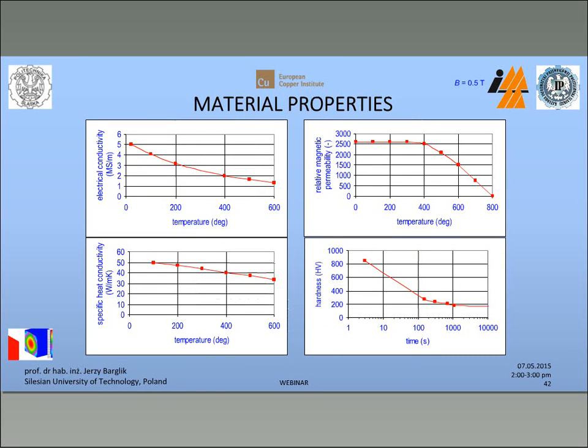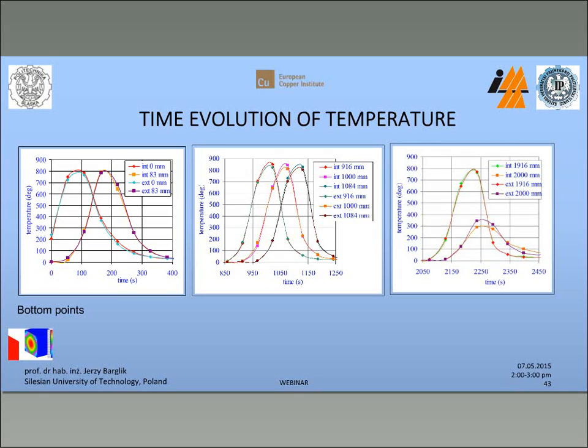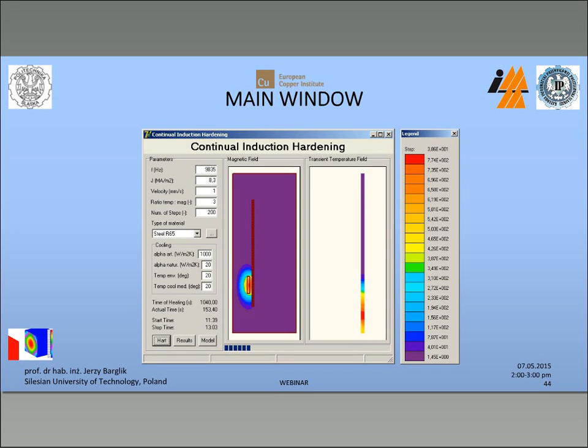Of course, we should control material properties and their temperature dependence as usual. And we have time evolution here at the bottom, points on time, and after that we should calculate the hardness. I use for that, with my group, a continual induction hardening program. This is a program elaborated by our team, a result of the Polish-Czech collaboration between our university and the West Bohemian University in Pilsen, Czech Republic.